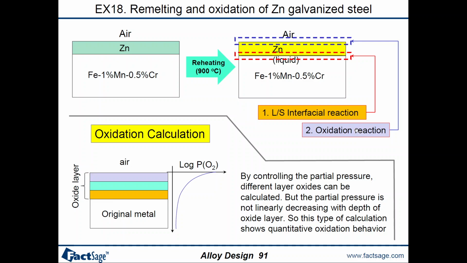So we can predict the phases which form from the oxygen which comes from the atmospheric air, which reacts with the liquefied zinc bath, and that can be done by controlling the partial pressure of oxygen at different layers of oxides. But the partial pressure is not linearly decreasing with depth of the oxide layer, as you can see. So this type of calculation shows quantitative oxidation behavior only.